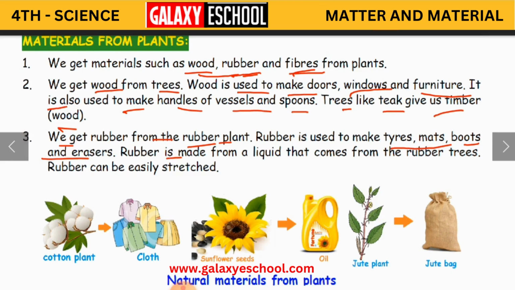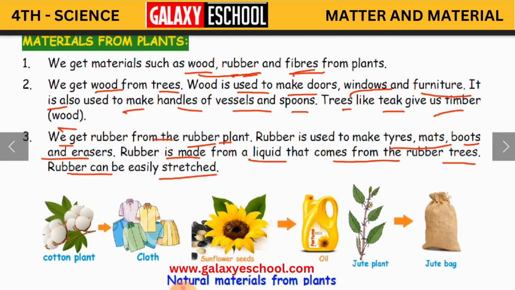Rubber is made from a liquid that comes from the rubber trees. Rubber can be easily stretched. So how do we get this rubber, children? Through this rubber tree, we get some liquid, and that liquid is used to make rubber products like our erasers, boots and all that. And this rubber can be easily stretched. It is stretchable.